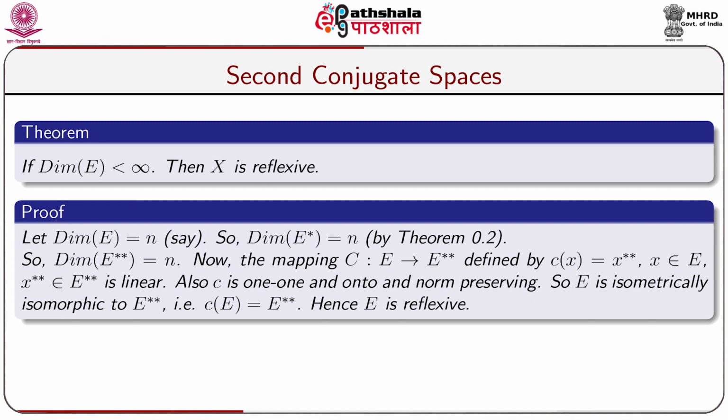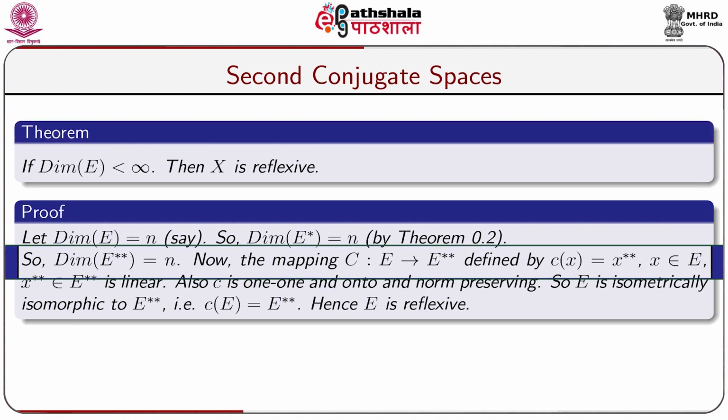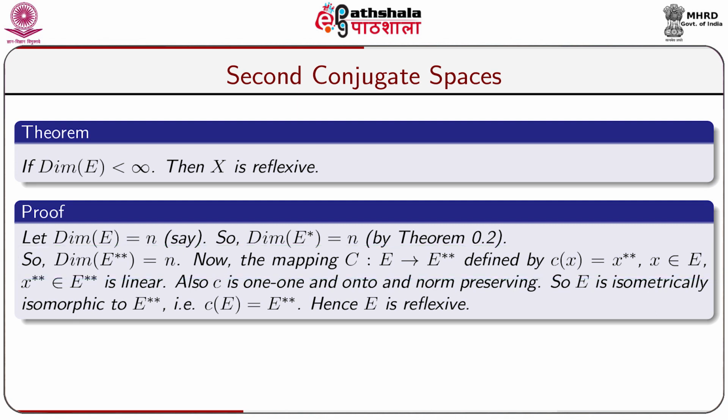Let us take another theorem. If dimension of E is finite, then E is reflexive. Let us take the proof. Let dimension of E be equal to n, say. So, by the earlier theorem, dimension of E star is equal to n. That means the dimension of the first conjugate space of E is equal to n. So, dimension of E double star is equal to n. That means the dimension of the second dual of E is equal to n.